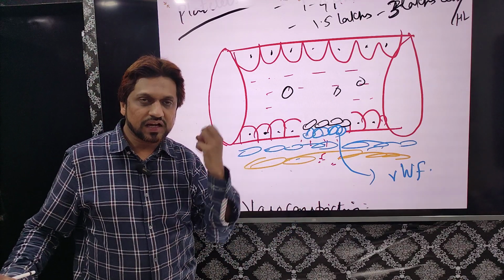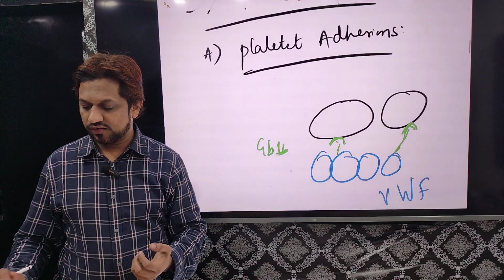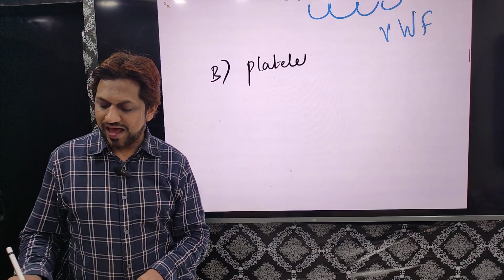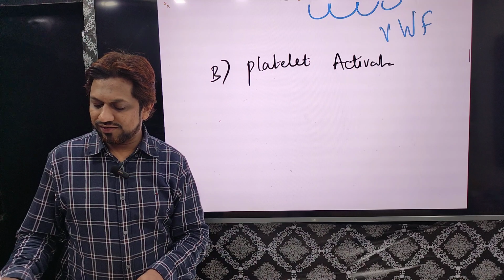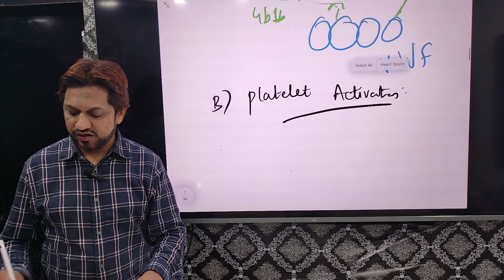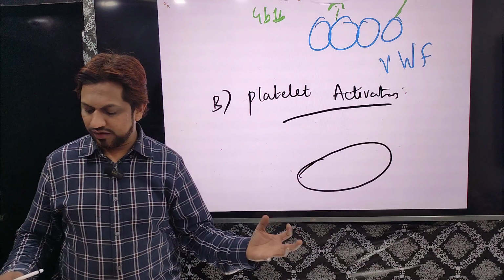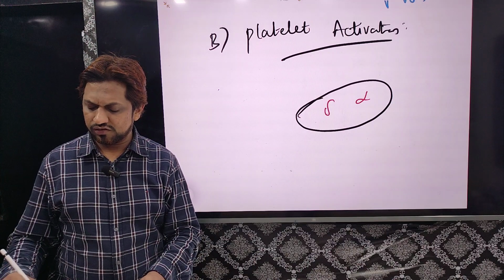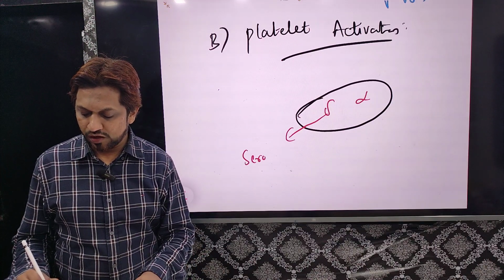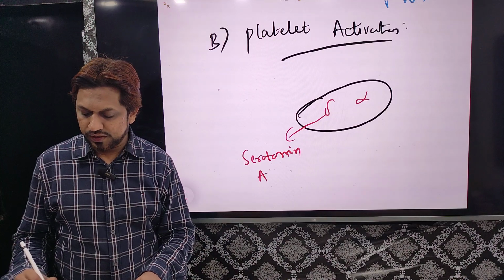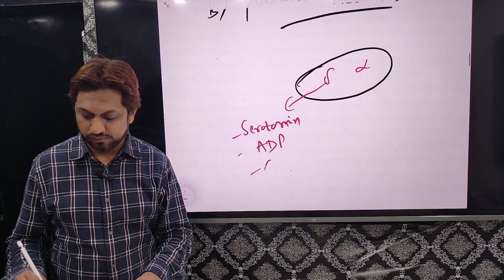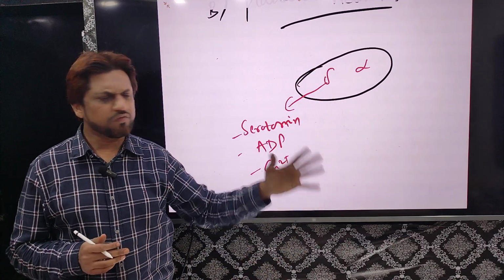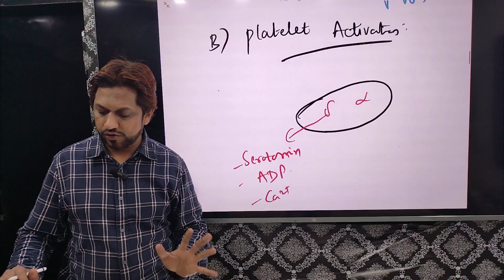Now once they come and stick to this, there is a second process in the platelet plug formation that is known as platelet activation. So platelets will get activated once they are bound here. Inside these platelets, as I said, there are granules, some alpha granules and some delta granules. The delta granules will secrete certain substances like serotonin, ADP, and calcium. Alpha granules will secrete platelet derived growth factors and some clotting factors. We'll discuss these granules later, but these are some important granules.